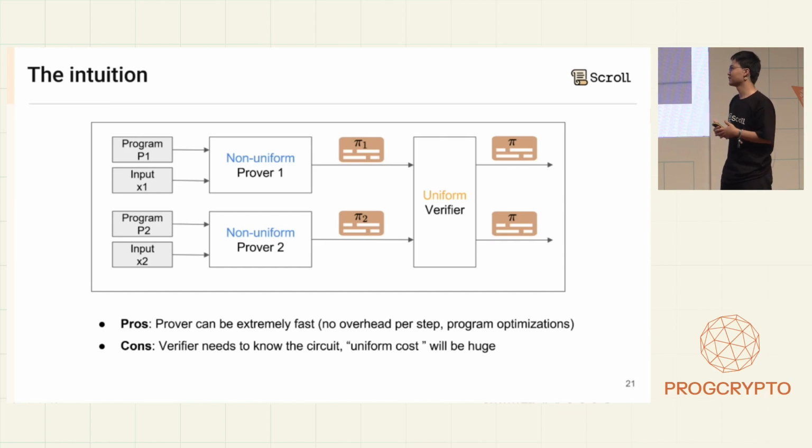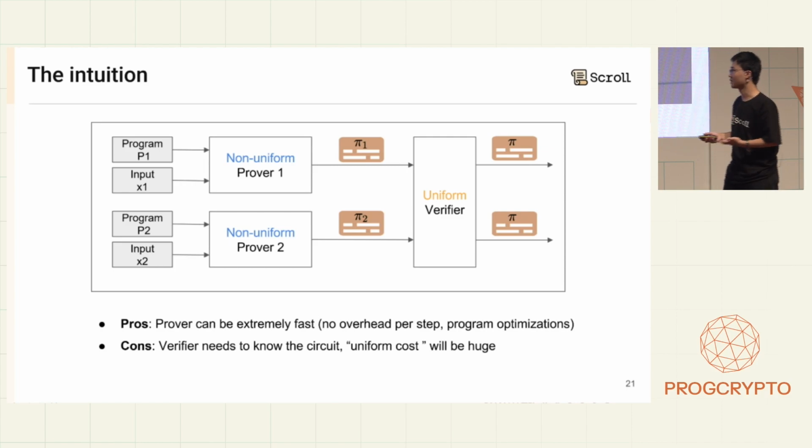But the con is that the uniform verifier has a larger overhead, because the verifier needs to know the circuit, and there is a cost paid for this uniformity, and that can still be huge. The intuition is that after one layer of prover, the verifier can already reduce the complexity from n to log n. So the uniform verifier aggregation overhead should be smaller, but in practice it might still be very large.